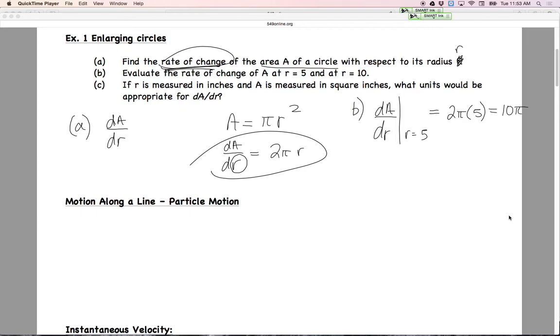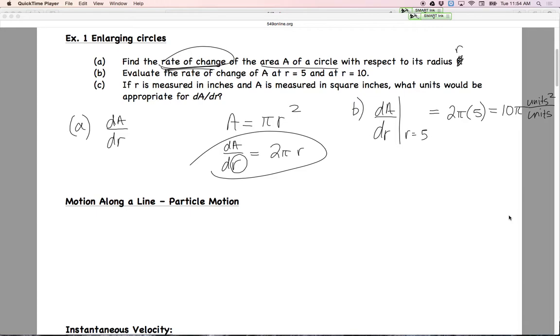Now they didn't give us units, so we could just talk about what area is measured in. If it's just units, let's just talk about units squared. So it'd be units squared per what? What's r measured in? If they didn't give you any units, what would we just say? Units. So it'd be units squared per unit. And some people are like, would I simplify that? No. Because I want to know that the area is changing units squared per unit.